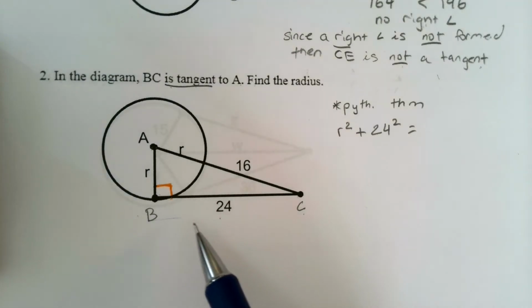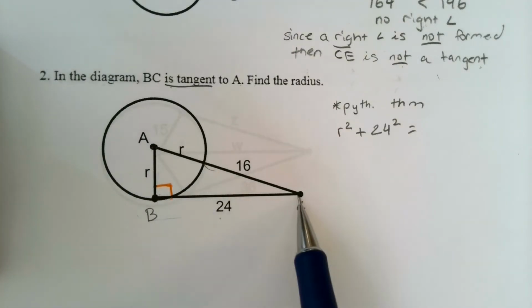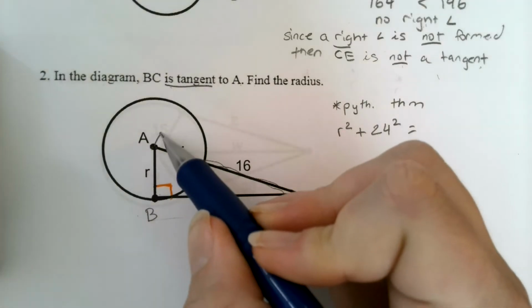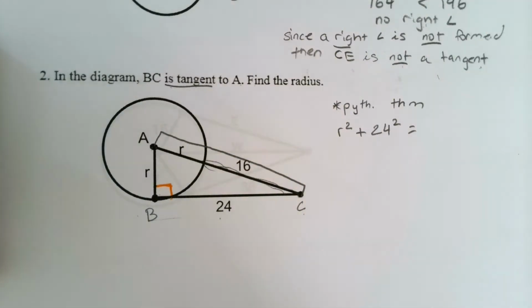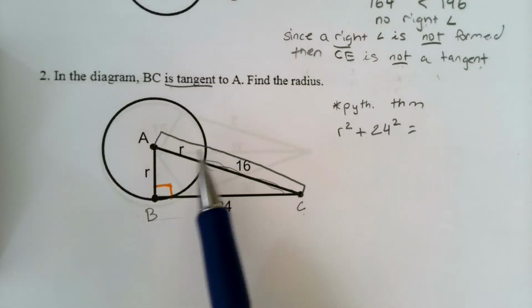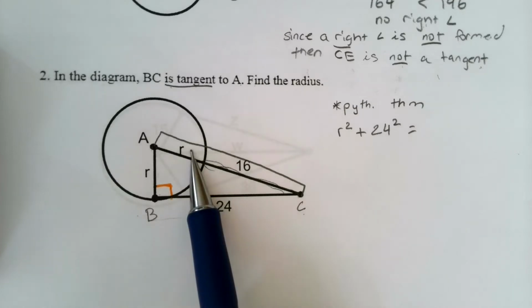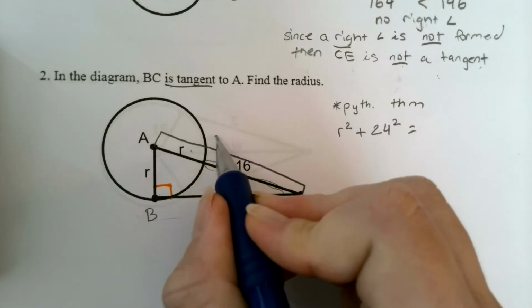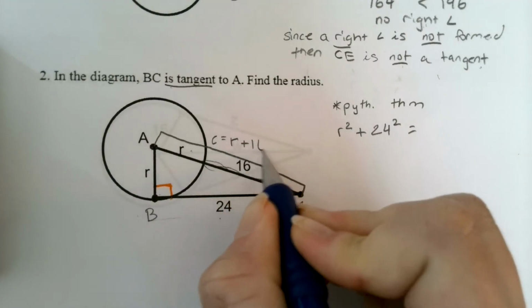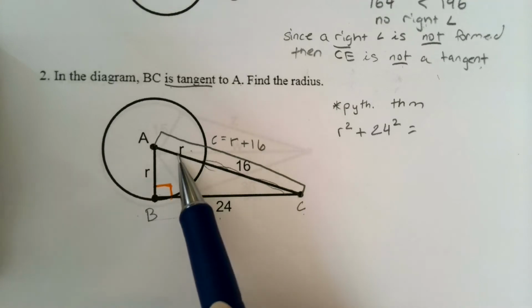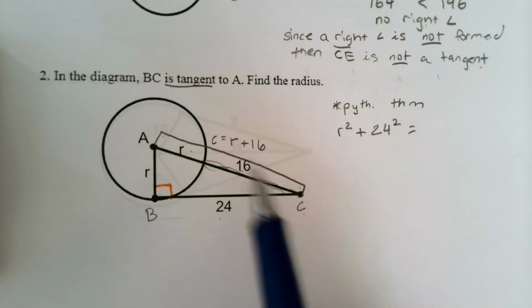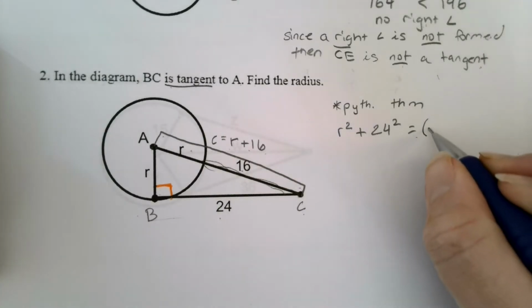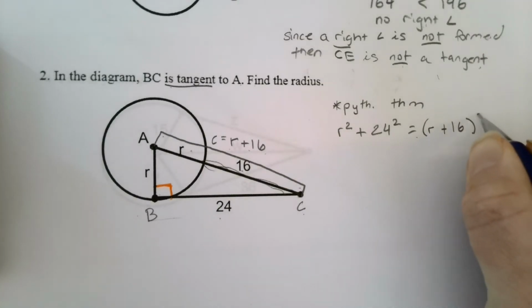So then we need our C. So our hypotenuse isn't 16. This is 16. That's not my whole hypotenuse. My hypotenuse is this whole segment we have going on here. So if you're going to find the whole segment, we need to use what we used to. Part plus part equals the whole. So therefore, my C is r plus 16. So we leave it as r plus 16. So therefore, over here, I'm going to put in parentheses r plus 16 squared.